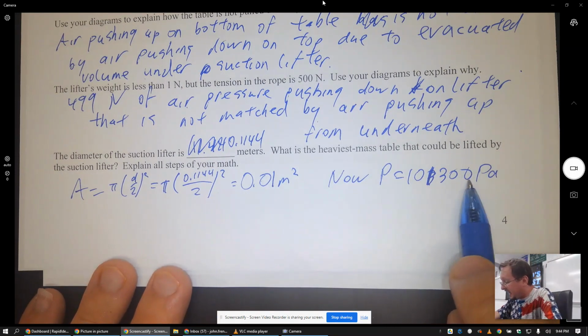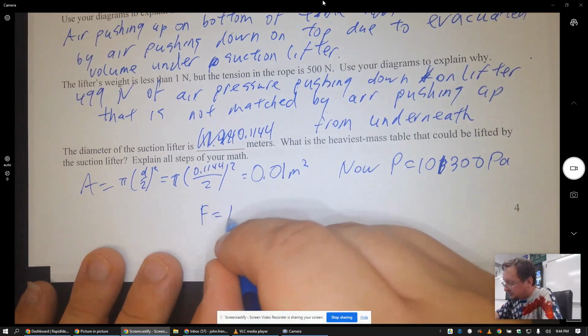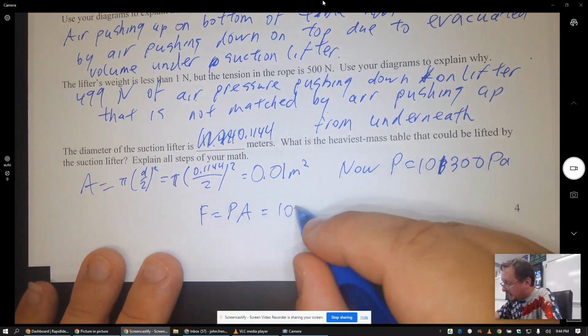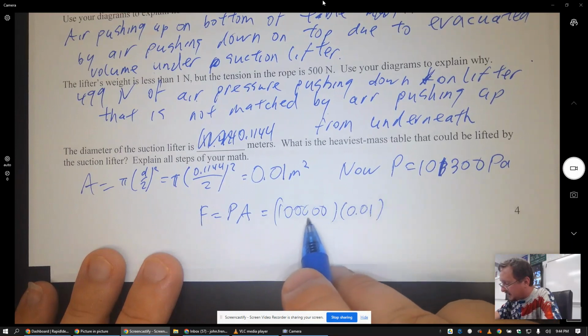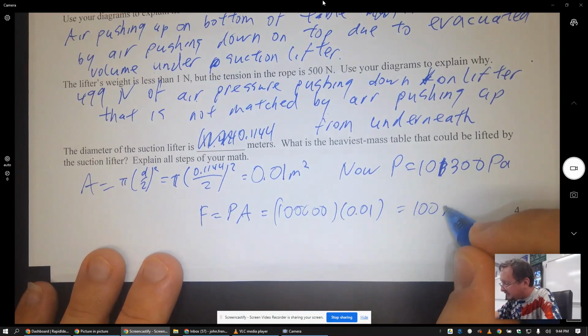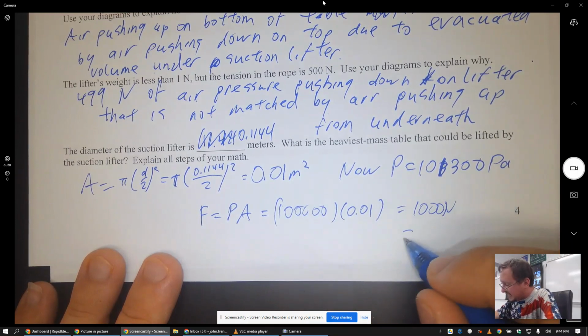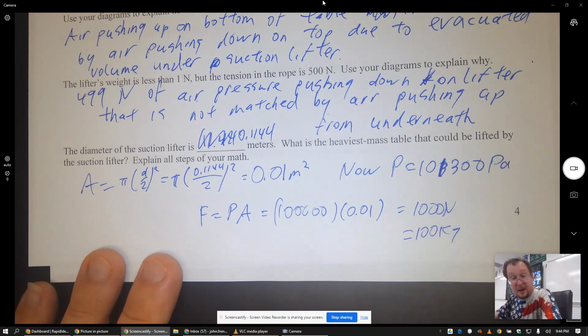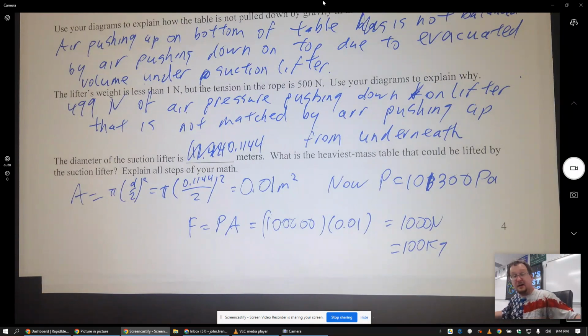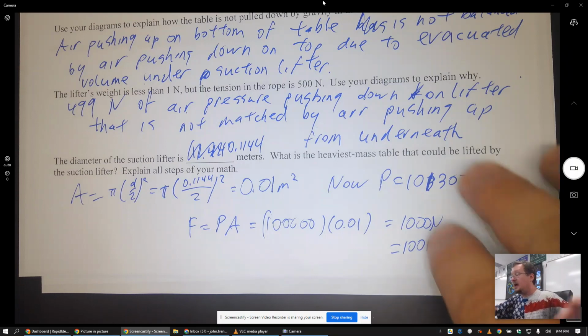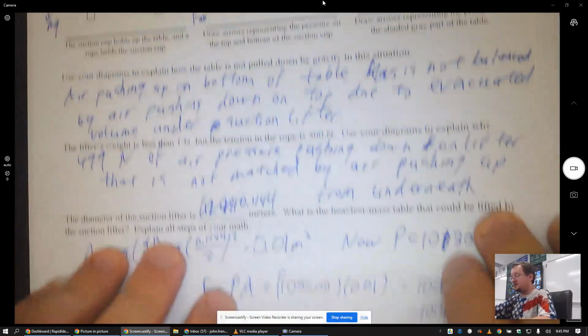Well, if it's 100,000, then force would be pressure times area. So that'd be 100,000 multiplied by 0.01. So just move the decimal place 2 places. And that's 1,000 newtons, which is the same really as 100 kilograms, which is how much I weigh. So if I was to sit in that desk, you would probably just barely be able to start lifting me with the suction lifter before it came loose and the air filled in the gap, and then you'd just drop me to the floor.